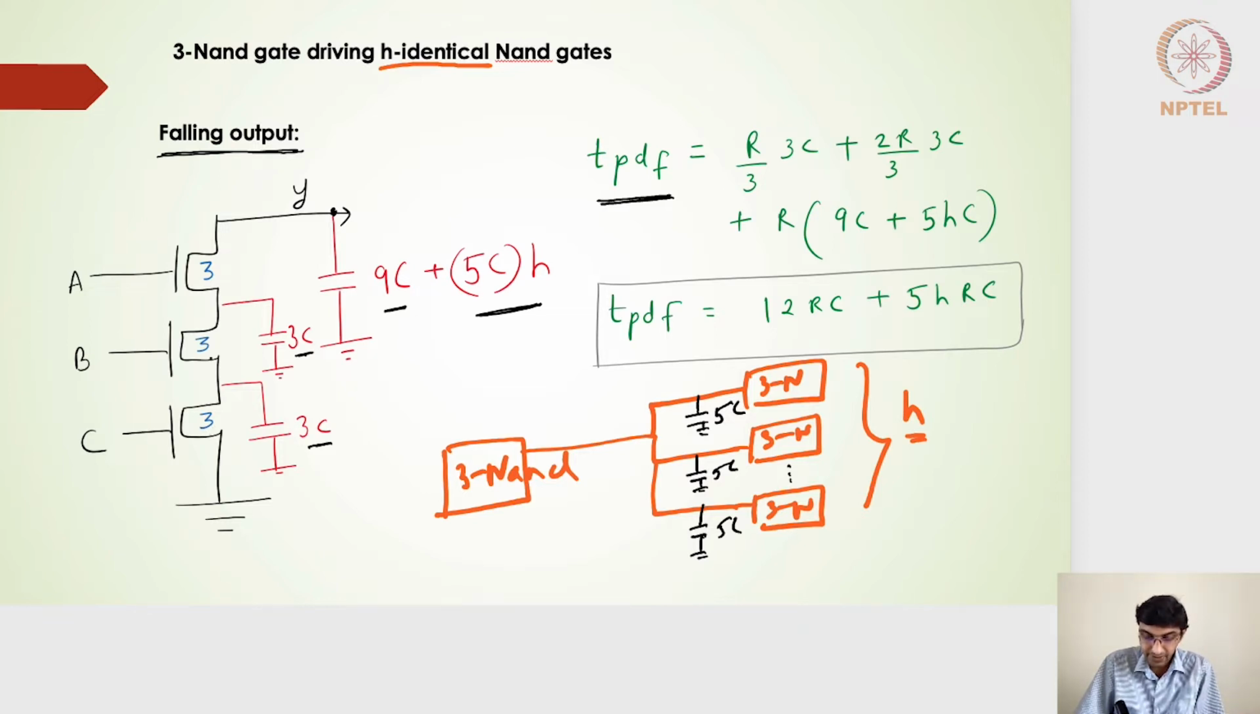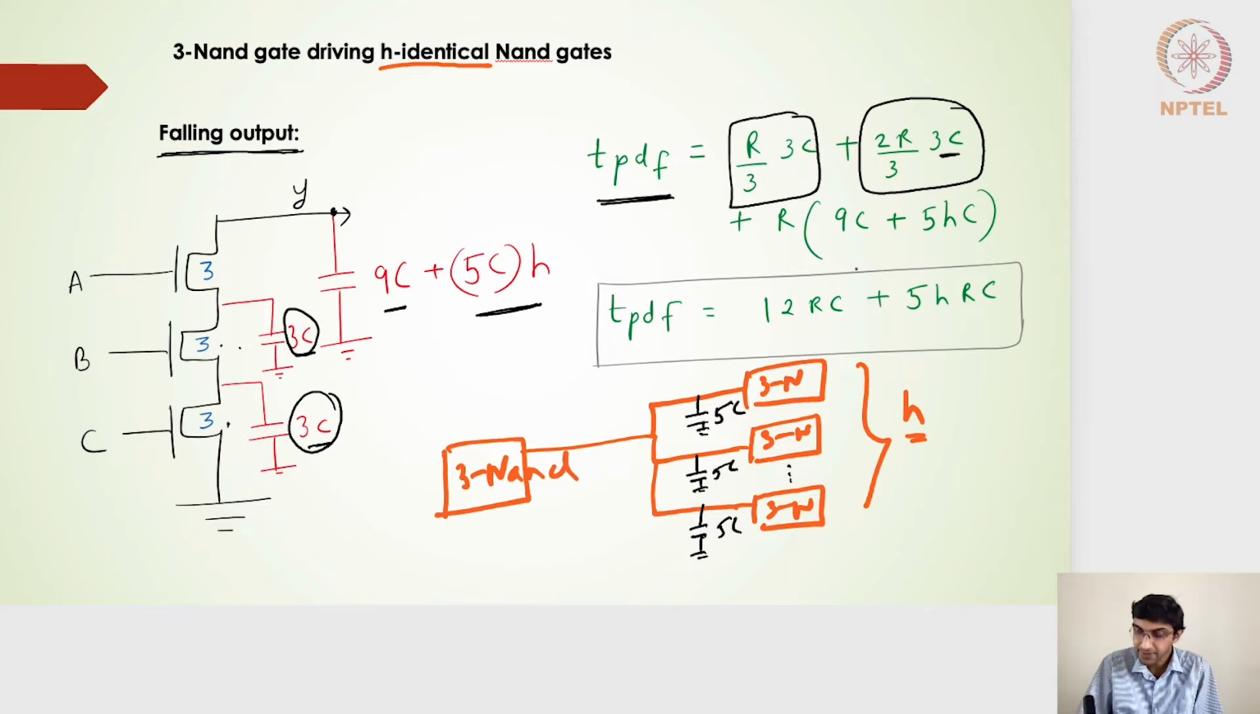resistance of R by 3. The B transistor is going to contribute R by 3, and the A transistor is going to contribute a resistance of R by 3. So I will have this particular capacitance multiplied by R by 3, which is this term. Then this capacitance is multiplied by R by 3 and R by 3 connected to the source, which is ground. So 3C multiplied by 2R by 3. And finally 9C plus 5C into H multiplied by R by 3, R by 3 and R by 3, which gives an equivalent value of R.